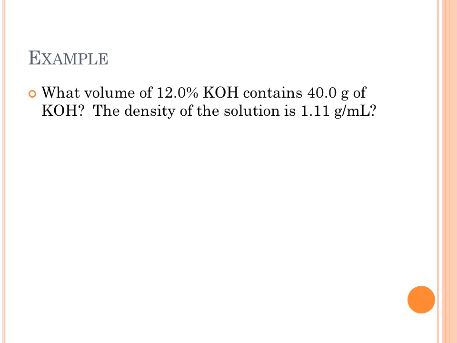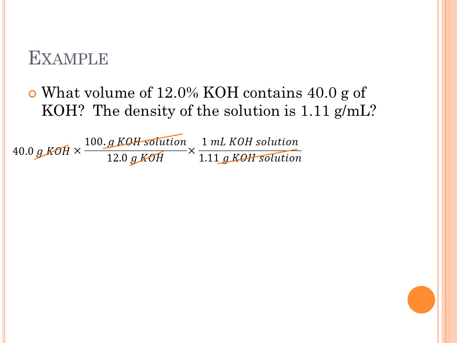So let's say we have a 12% KOH solution. We want to know what volume of that contains 40 grams of KOH, where the density of that solution is 1.11 grams per milliliter. So if we start with our 40 grams of KOH, we can use the 12% as a conversion factor if we assume a 100 gram sample. So we divide by 12 grams of KOH and multiply on the numerator 100 grams of KOH solution. And therefore, we've used the percentage as a conversion factor by assuming a 100 gram sample.